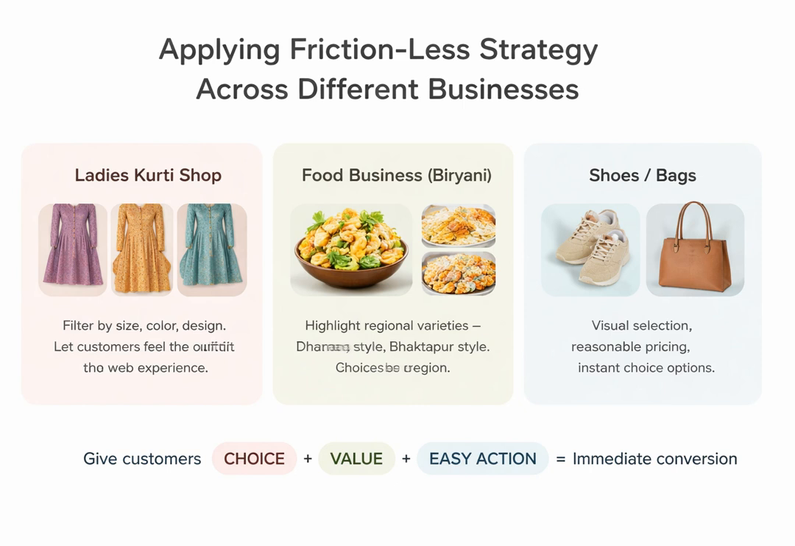For a food business, think about how many types of biryani exist across Nepal. Dharan has its own style, Kathmandu has its own, Bhaktapur has its own. Highlight those regional varieties. Give people choices that feel personal and relevant to them. The same logic applies to shoes, bags, or any product. When you combine choice, value, and ease of action, customers don't hesitate. They act immediately. That's the power of reducing digital friction.